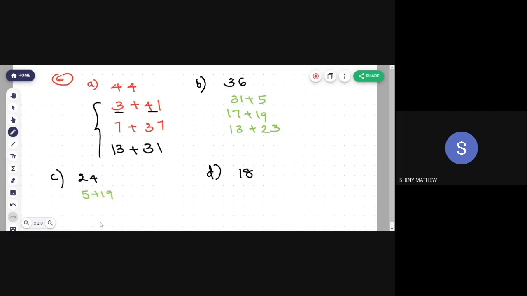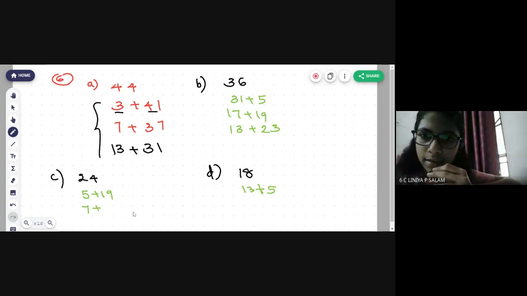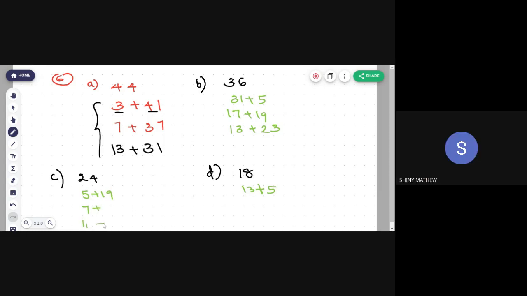5 and 19 are prime. Miss, 13 plus 5. Here 13 plus 5. Then in case of 24, can you say two more examples? Anyone? 24. Yes, 11 plus 13. Yes, 11 plus 13 is correct.